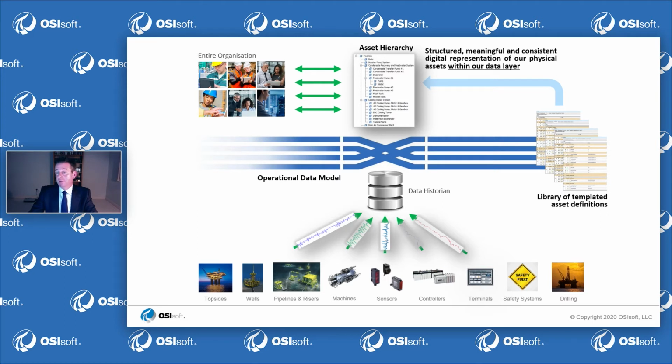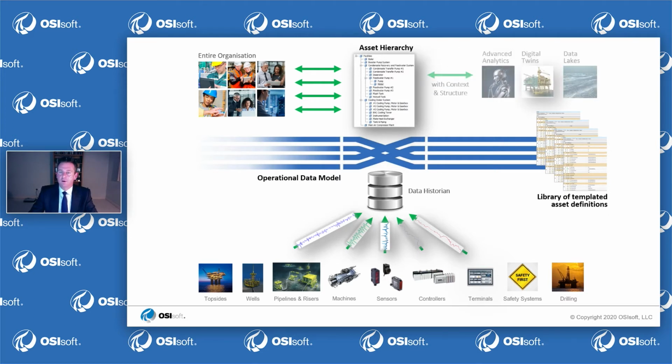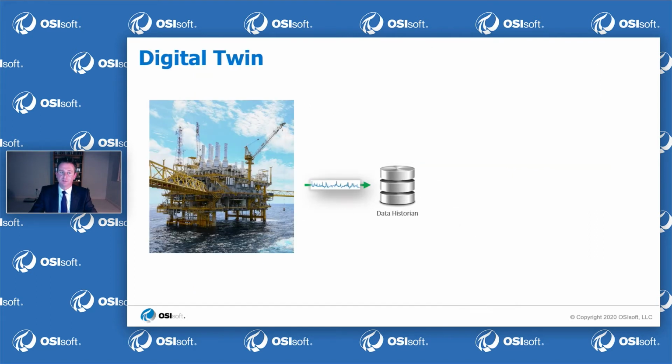But possibly even more important than that, what we can also make sure is that all our advanced analytics platforms, all our digital twins, all our data lakes, all these kind of tools that we want can also access our historian information through our operational data model, through the asset hierarchy and through the asset definitions. And this means that we suddenly have the ability to provide all these tools the context and structured information that is so critical to them.